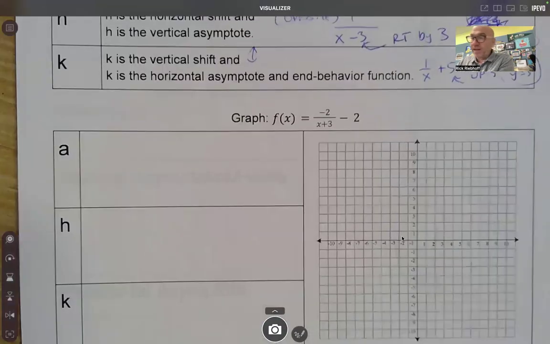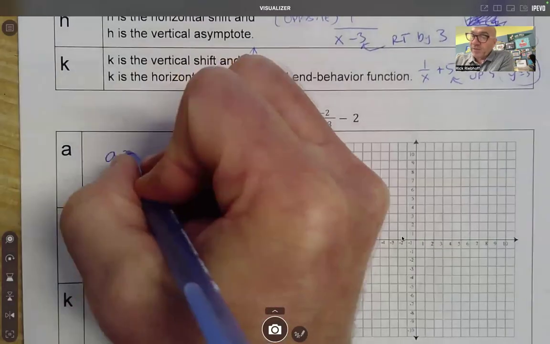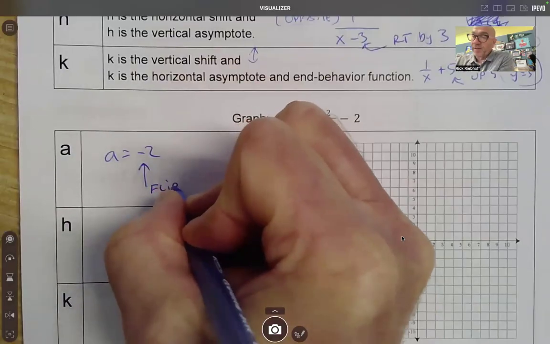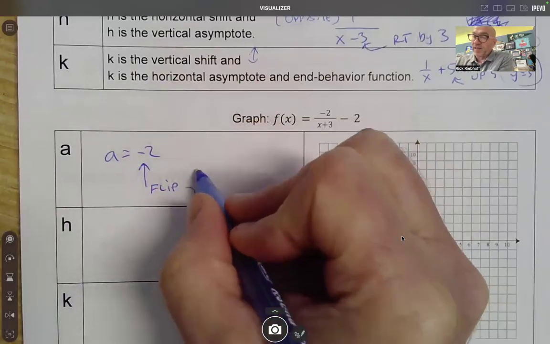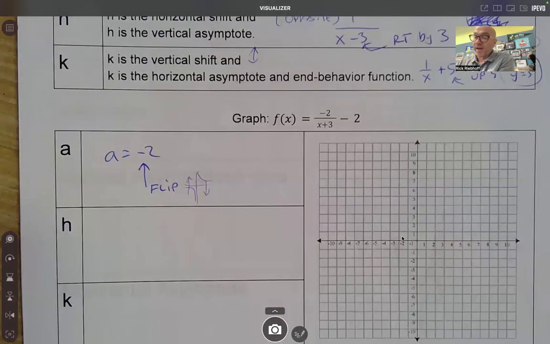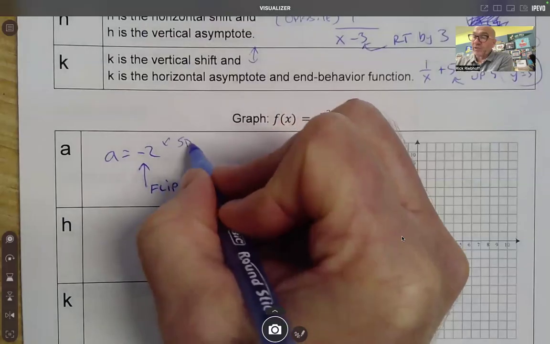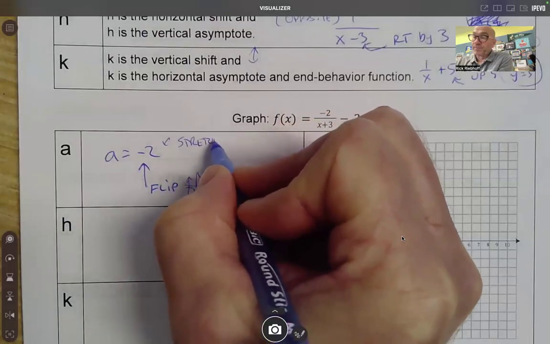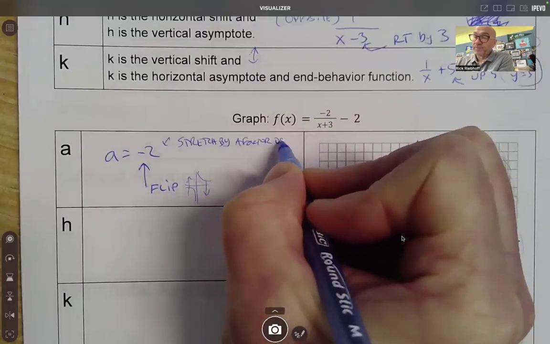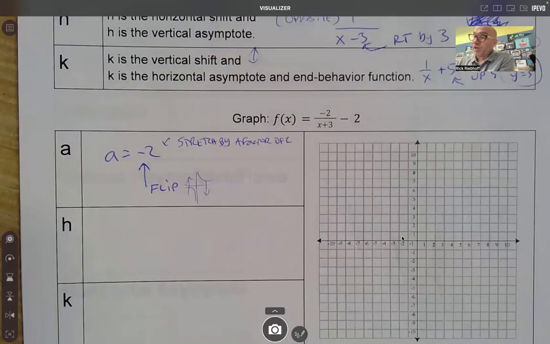Can you identify what A is? Yeah, A is equal to -2. That's going to tell us two things. It's going to flip, right? So it was like this, right? This is going to flip this way. This is going to flip this way. Okay. It's also going to stretch by a factor of 2. Cool. So we know that.